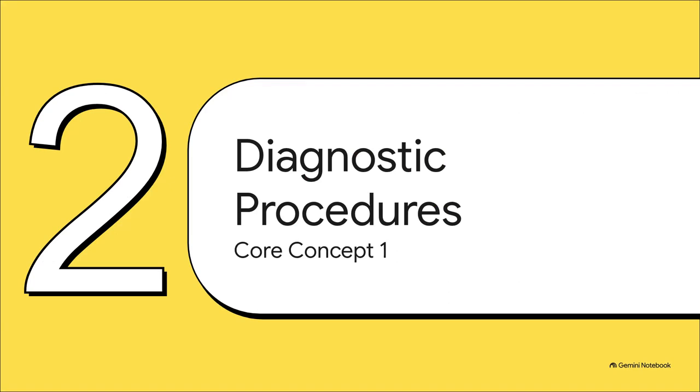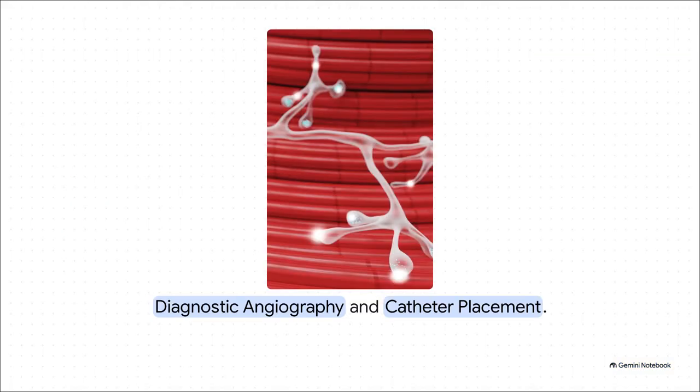Moving right along to Section 2, Diagnostic Vascular Procedures. This is our core concept 1. Let's look closely at how the diagnostic phase actually works. The primary focus here is simply mapping and identifying. To pull this off, physicians use a specialized technique called angiography. They'll carefully place a thin, flexible tube, called a catheter, into the vascular system and inject a specialized contrast dye. This dye brilliantly lights up the blood vessels on their live imaging screens, essentially creating a high-definition roadmap in real time. This allows the physician to identify specific pathologies.